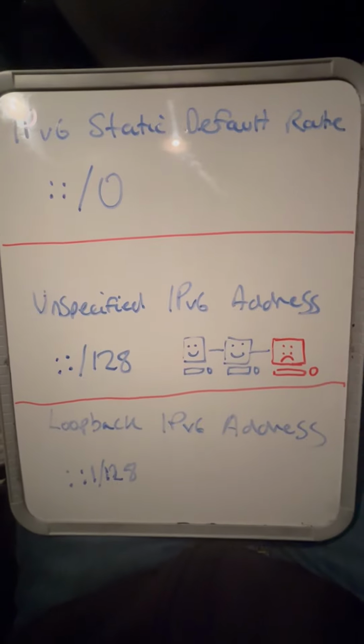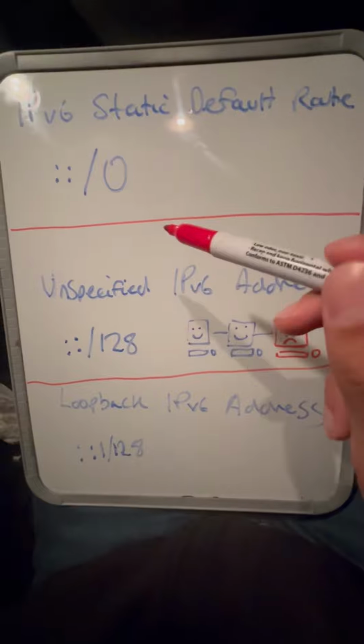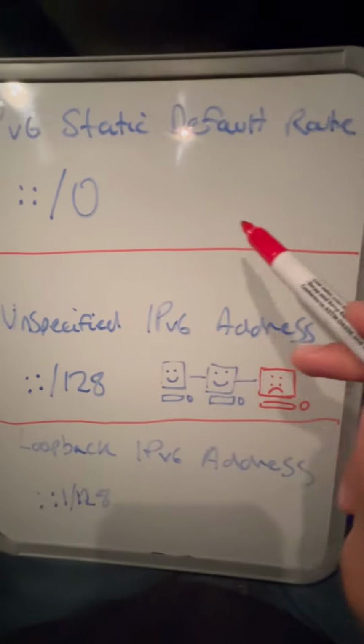Have you ever mixed up these three types of IP addresses with each other? I know I have. Let's take a look at them in detail and differentiate them from each other in this video. So, IPv6 static default routes.